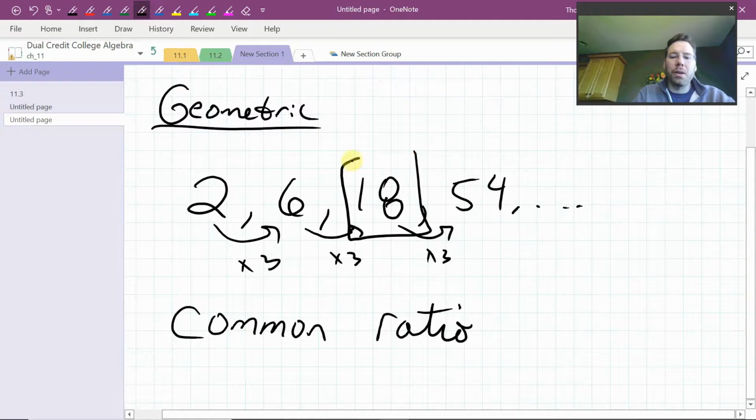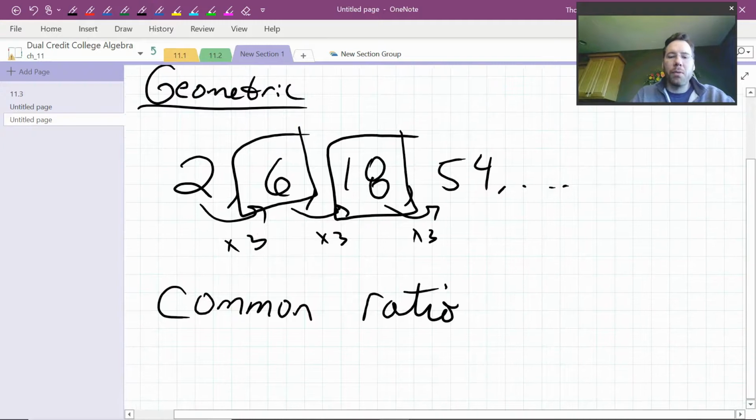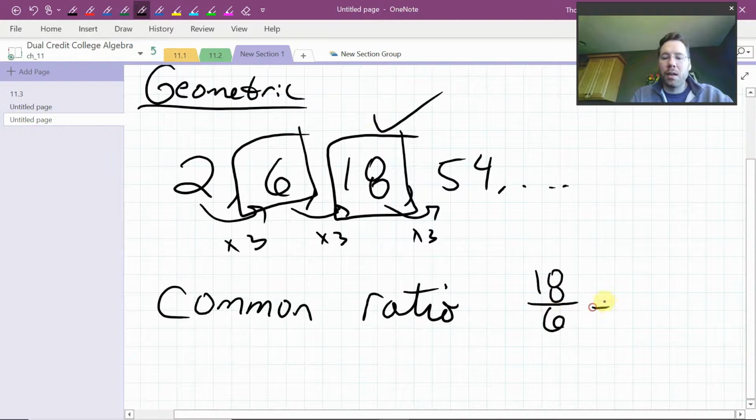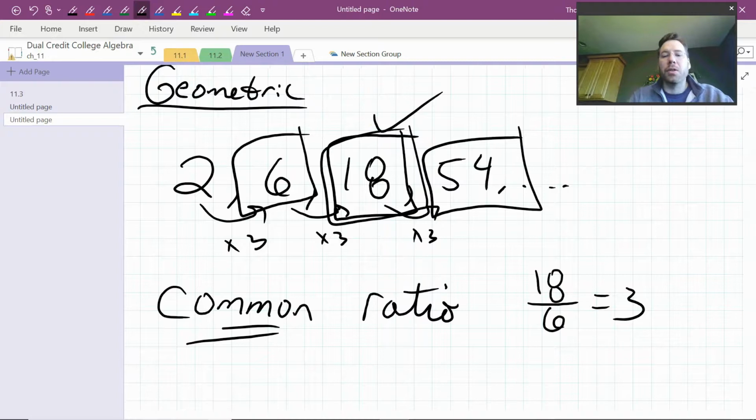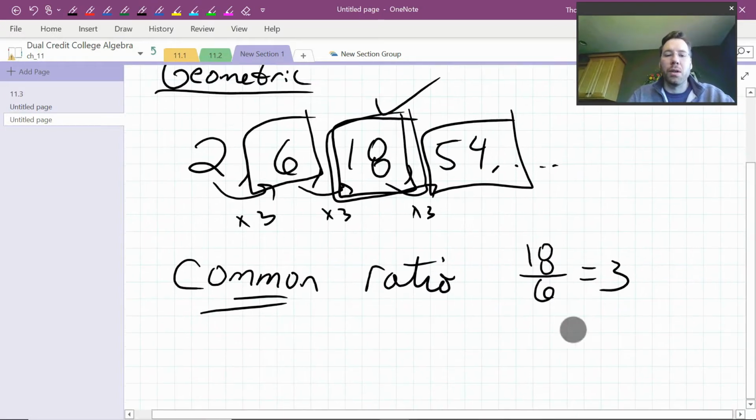Remember, for common difference, we'd take a term and subtract the one that came before it. So for the common ratio, we're going to take a term. If I think about the 18, and I divide by the term that came before it, 6, that answers 3. It's common because I could take any term and divide by the term that came before it. 54 divided by 18 is 3. 6 divided by 2 is 3. So our common ratio here is 3.